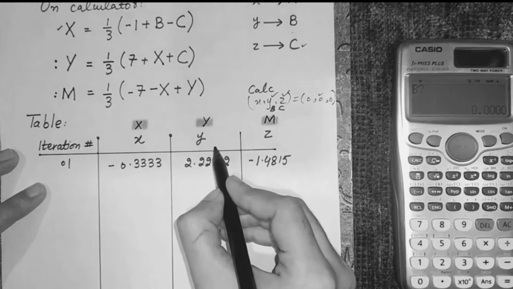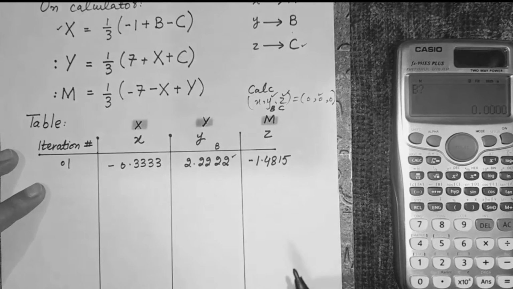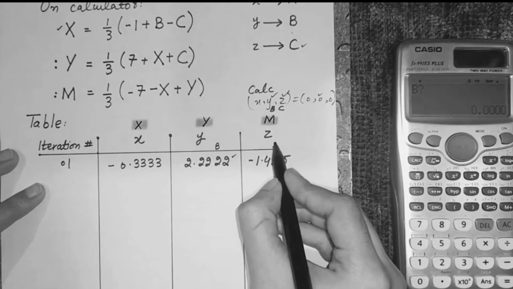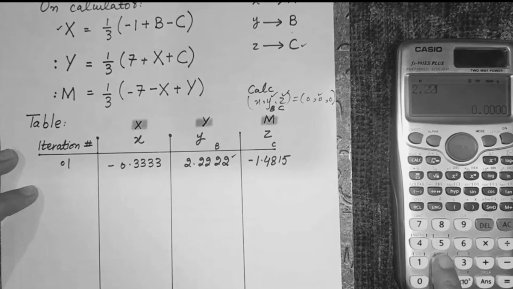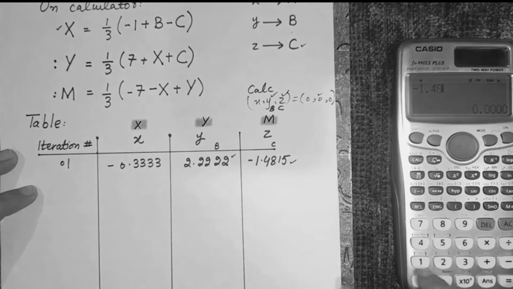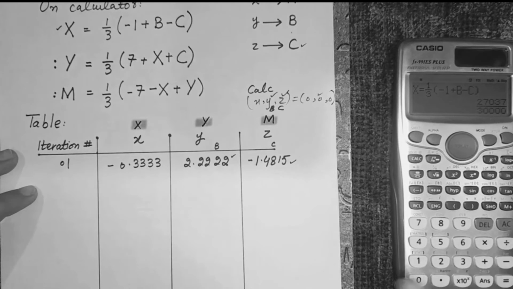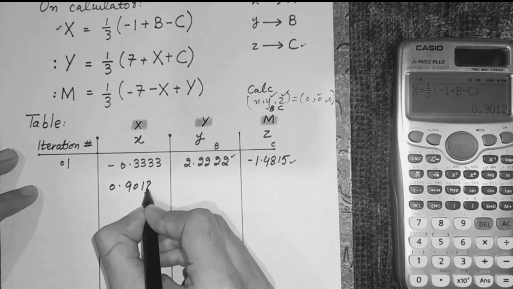Now for the next iteration, B. This is the value of B for the next iteration, and C is this. So the value of B is 2.4 times 2. Press equal to, the value of C is this one for the second iteration, -1.4815. Press equal to, now the value of x is 0.9012.